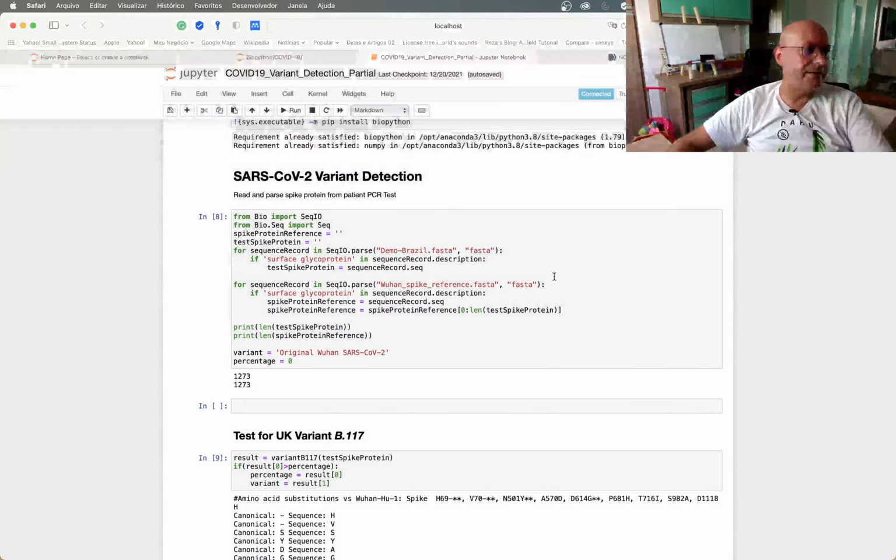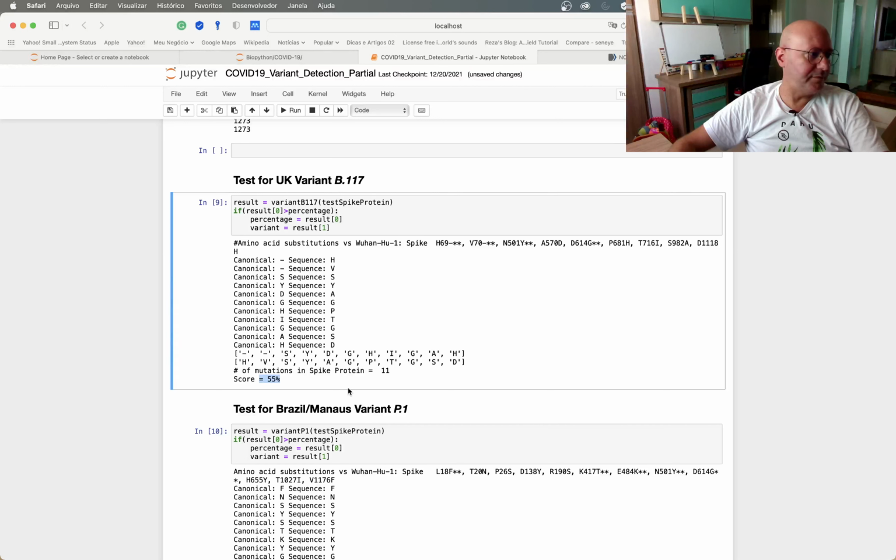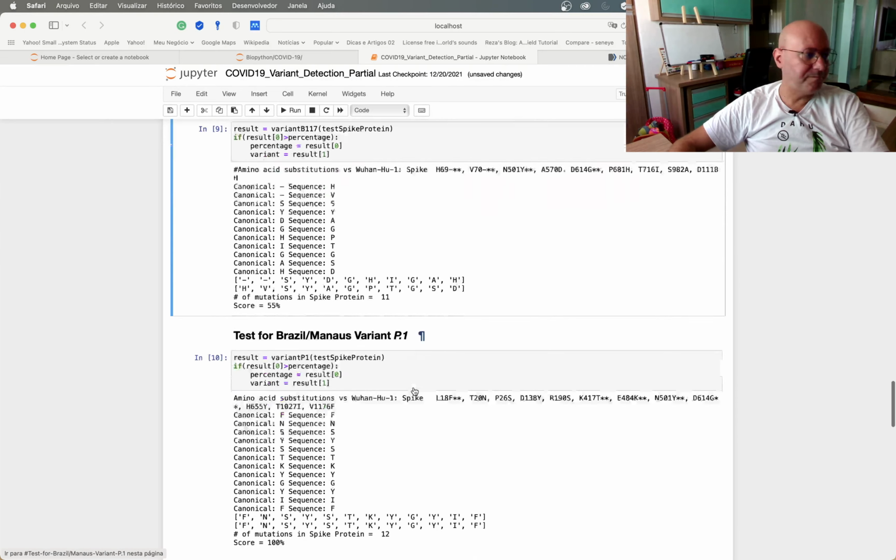So I created the functions that detect the variants. What the program is going to do is read the two dictionaries, from Wuhan and from the testing sample that I downloaded from NCBI. And here we go. From this one, the UK variant, I have 55% of matching, right? And pay attention to that, we have 11 mutations compared to the Wuhan spike protein.